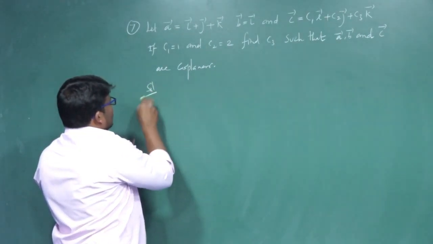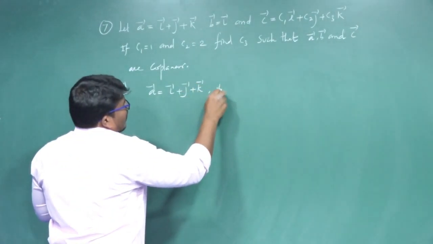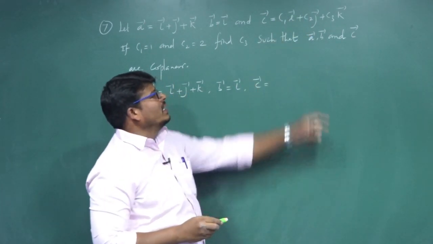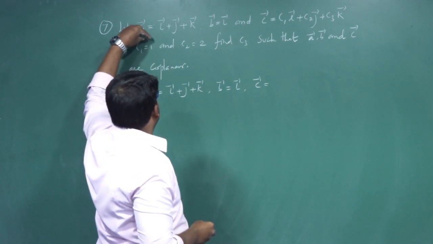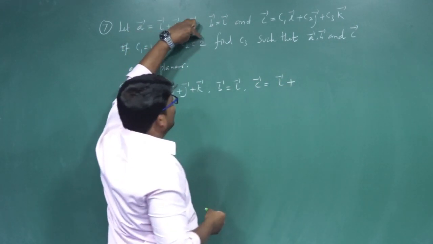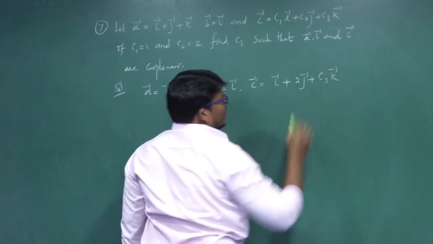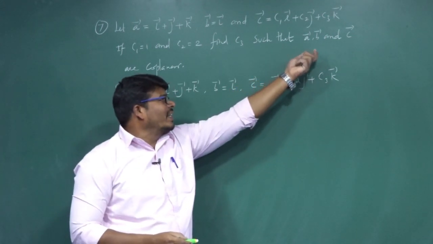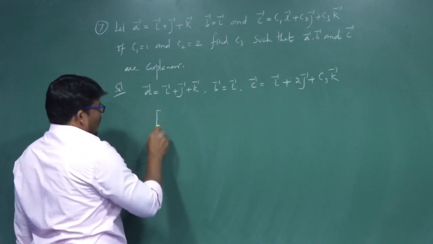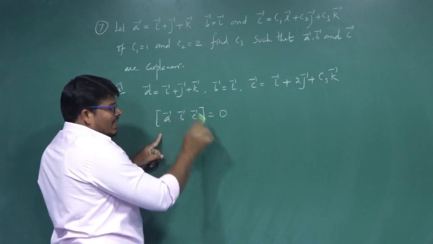Given a vector equal to i plus j plus k, b vector equal to i, and c vector equal to c1 i plus c2 j plus c3 k. Here c1 is 1, so 1 into i vector is i vector, plus c2 value 2, 2 j vector, plus c3 k vector. Given a, b, c are coplanar. Coplanar means the box product of a, b, c equals 0.